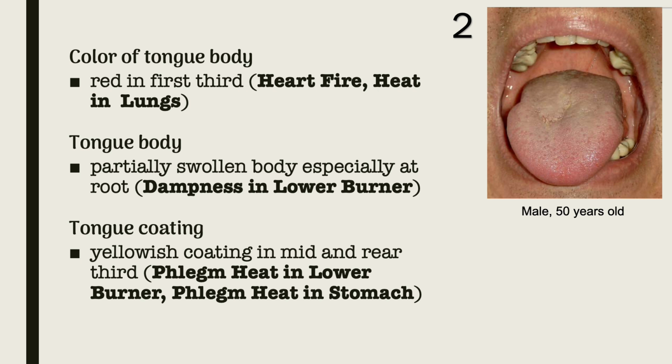We observe a yellowish tongue coating in the middle and posterior third. Thus, this would mean phlegm heat in the lower burner and phlegm heat in the stomach.